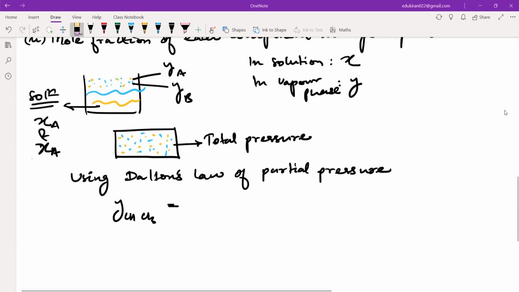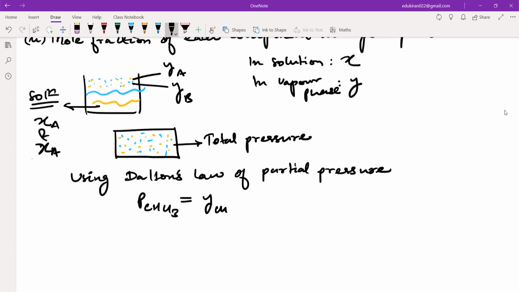Simple सी बात ये है कि according to Dalton's law of partial pressure, the pressure due to CHCl3 is equal to the mole fraction of CHCl3 into the P total. यहाँ से आपको मिल जाएगा Y of CHCl3 will be equal to the pressure due to CHCl3 divided by the P total.